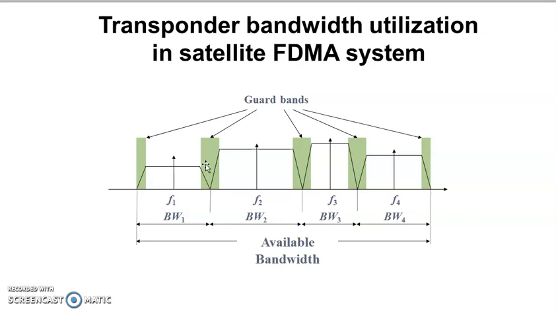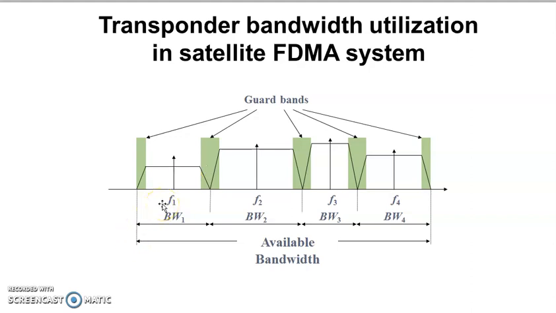Now why is this guard band used? To avoid the overlapping of channels. That's why we use it: adjacent channels will not be overlapped, so we use a guard band between these particular channels. Now, we can simply separate channels.